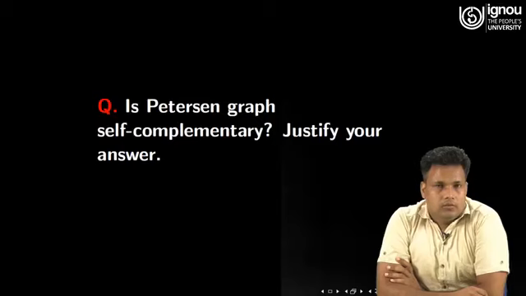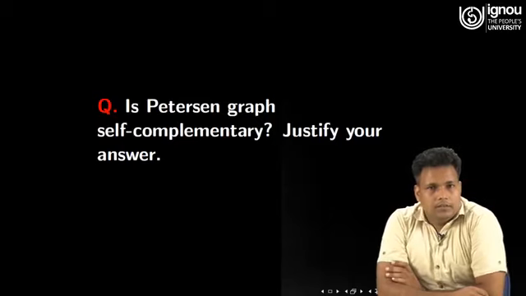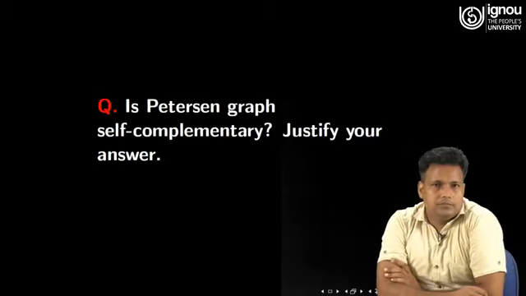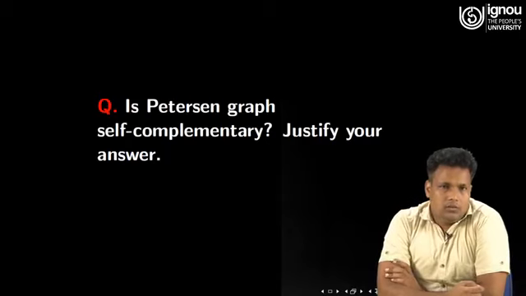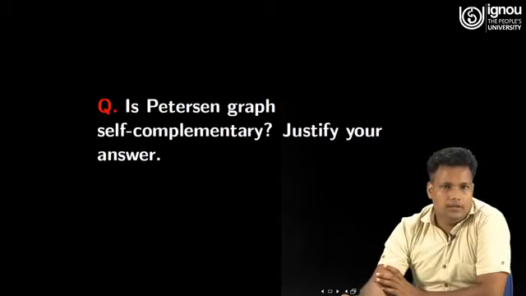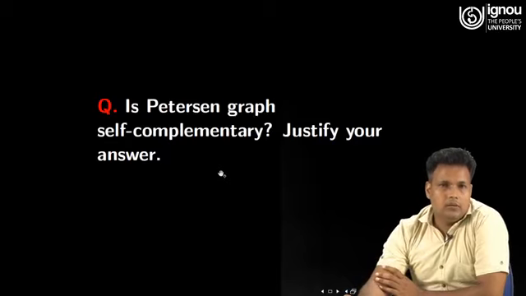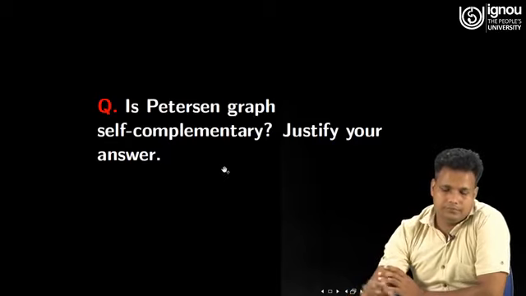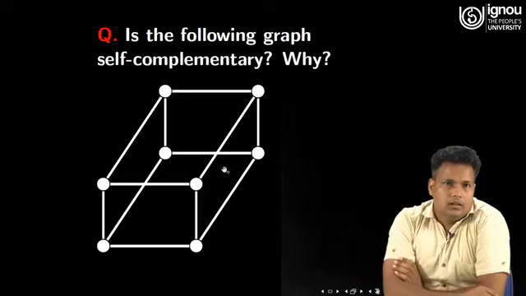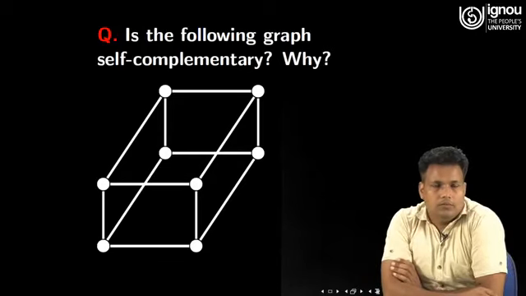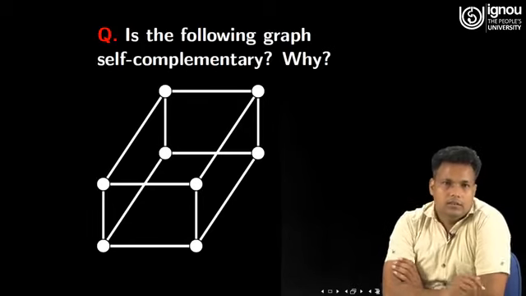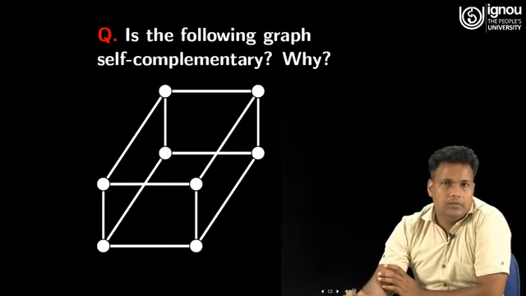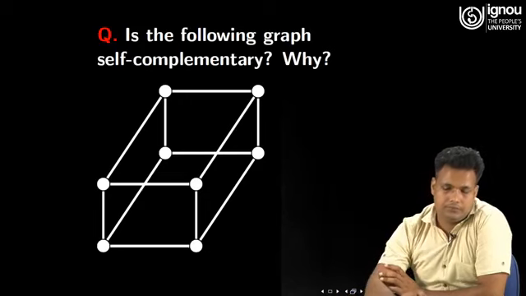Let's look at some more questions. Is the Petersen graph self-complementary? You just draw the Petersen graph and its complement, and see whether there is an isomorphism between them or not. Likewise, is the following graph self-complementary? Just draw its complement and check whether there is an isomorphism between this graph and its complement or not.